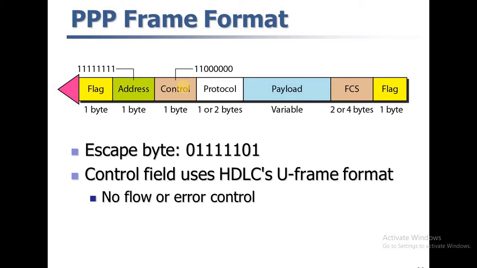Next one is the payload field. The payload field can carry a maximum of 1500 bytes of data. It can be either user data or some kind of information. Next field is the FCS. FCS is the frame check sequence. It is simply 2 byte or 4 byte data. It has been specified in the standard CRC.